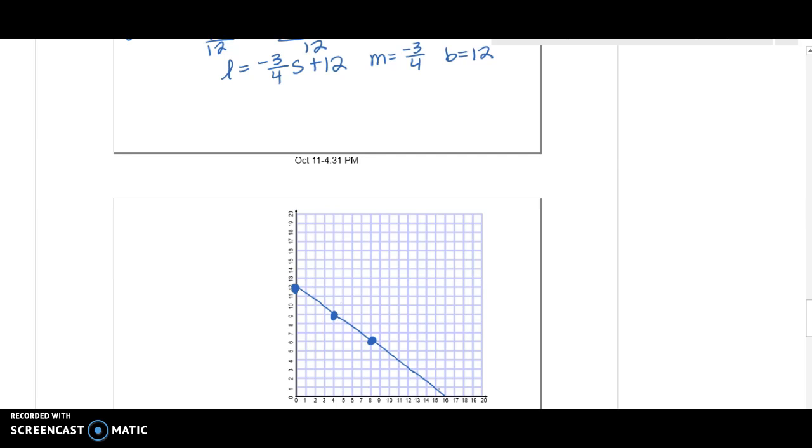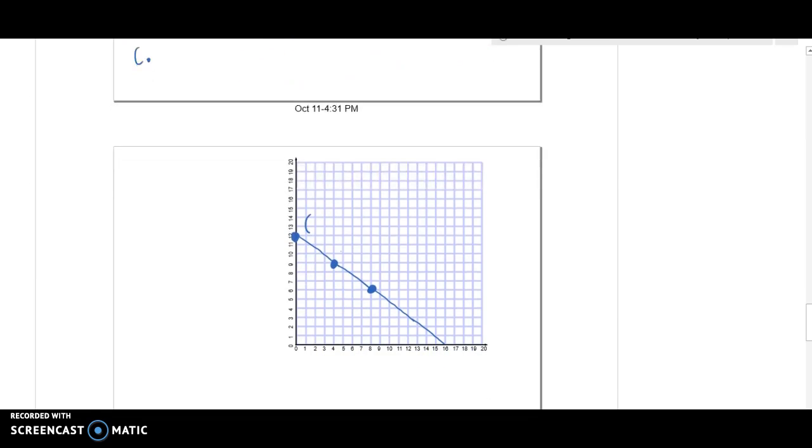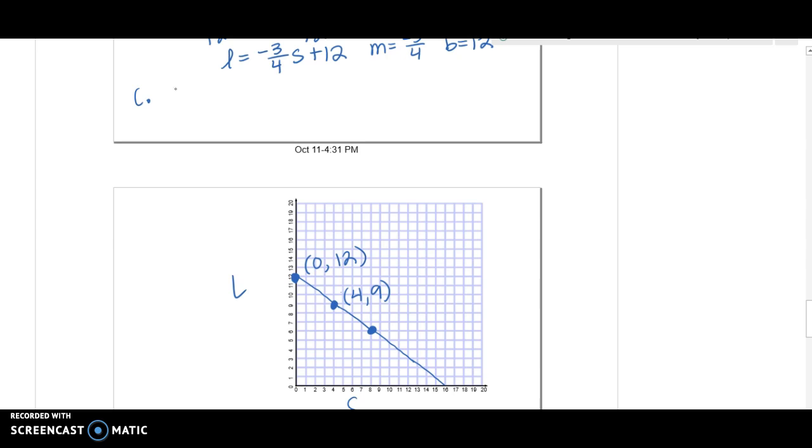Okay. C asks us for combinations. You're just going to use your coordinates. So here's a coordinate. We know our x was our small and y was our large. So this would be 0 small, 12 large. This one would be 4, 9. Use the coordinates. Okay. So some combinations: 0 small, 12 large. 4 small, 9 large. This coordinate would be 8, 6. 8 small, 6 large, and so on.